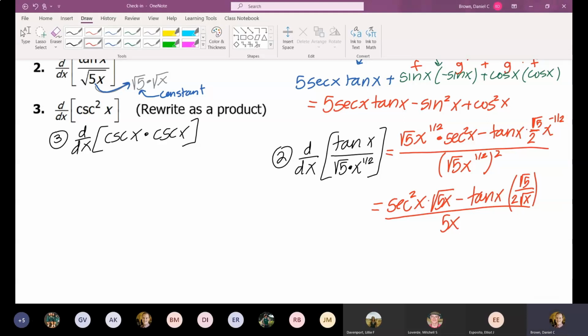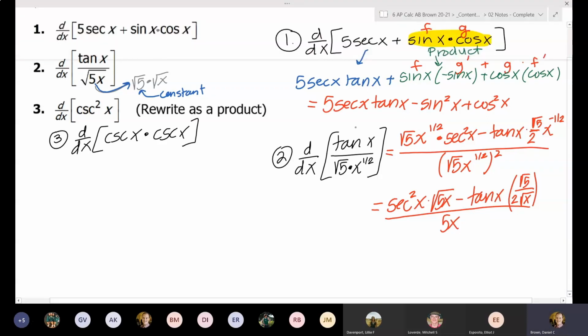Again, if I'm writing out the formula next to it, I'm thinking about the numerator as f and the denominator as g. So I have low d high less high d low. Draw my line, and down below, the bottom squared will go. The order does matter in that numerator for the quotient rule, in how you're subtracting them.